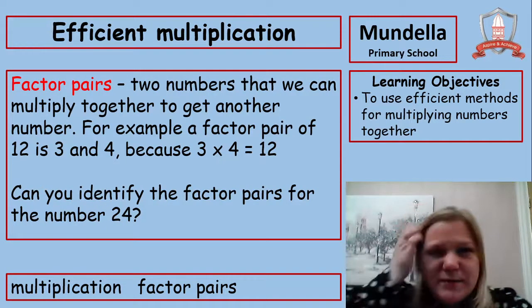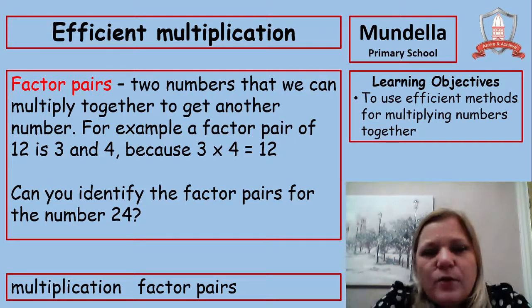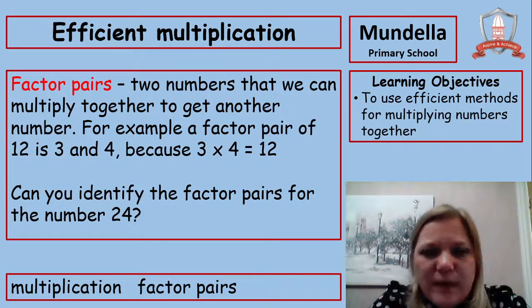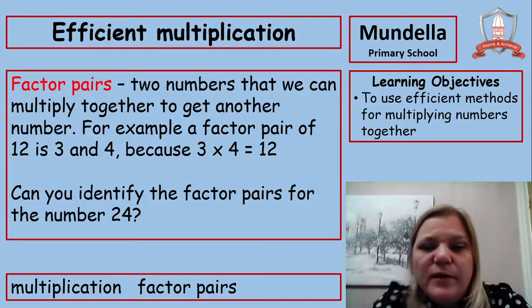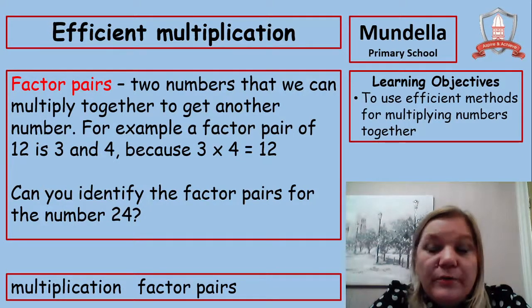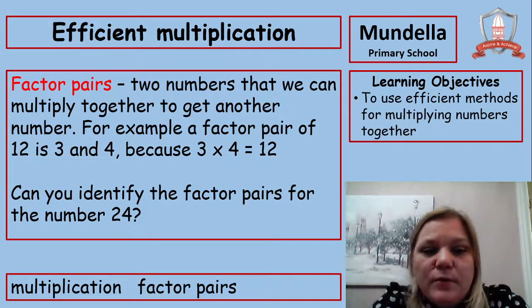And factor pairs, this is where our times tables come in. They're two numbers that you'd multiply together to give another number. So it's basically your times tables. If you think of the number 12, it's got a few different factor pairs. One of the factor pairs for 12 is 3 and 4 because 3 times 4 equals 12. It's also got another factor pair. I wonder if you can work out what it is. Then just pause the video, see if you can identify the factor pairs for the number 25.